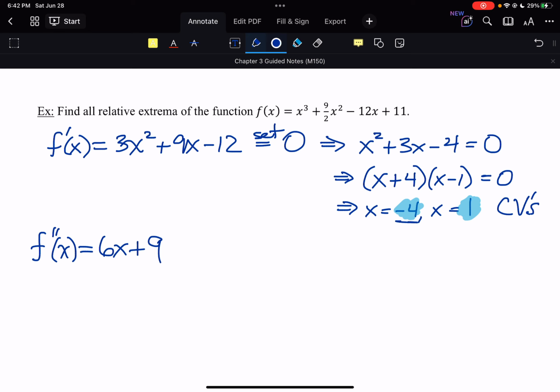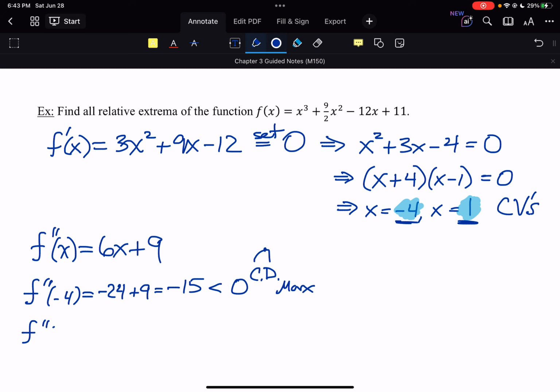And we're going to just plug in these critical values into the second derivative and see what we get. So that's negative 24 plus 9. So that's negative 15. That's less than 0. So that means that the graph at negative 4 is concave down. Right, looks like that, which means our point is at the top. So that's a max. F double prime of 1, we get 6 plus 9 is positive 15. So a positive number means concave up, which means our point is at the bottom. And that's a min.